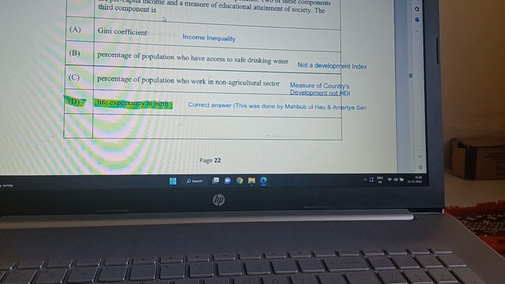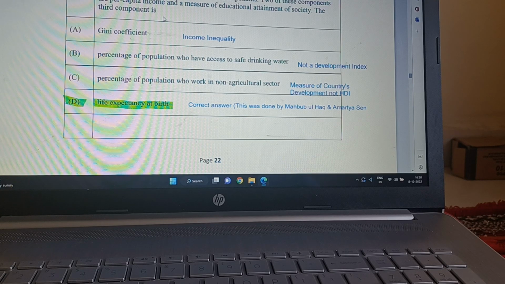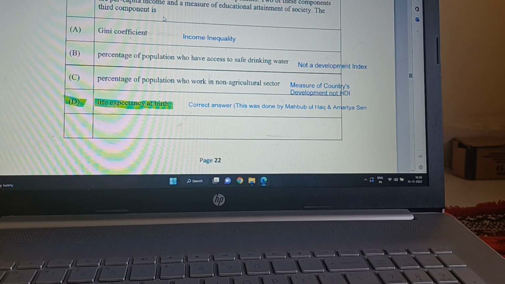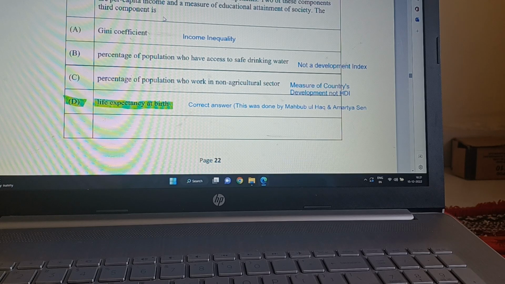Now next, question number 28. The Human Development Index, as recorded by the United Nations Development Program, is based on 3 components. 2 of these components are per capita income and a measure of educational attainment of society. The third component is... This development index was developed by our Nobel laureate economist Amartya Sen and an economist from Pakistan, Mahbub ul Haq.